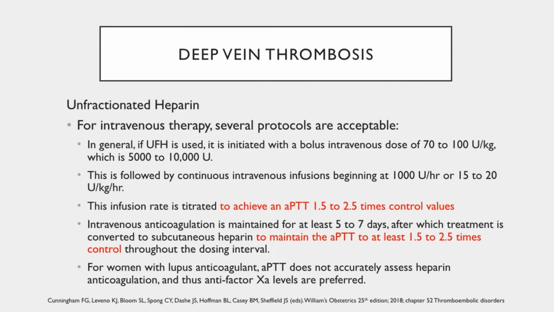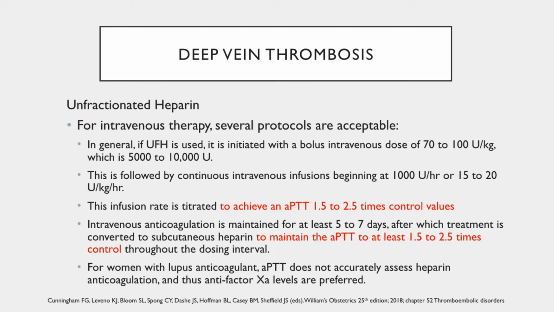For IV therapy, several protocols are acceptable. In general, if unfractionated heparin is used, it is initiated with a bolus IV dose of 70 to 100 units per kilogram, which is about 5,000 to 10,000 units. This is followed by continuous IV infusion beginning at 1,000 units per hour or 15 to 20 units per kilogram per hour. This infusion rate is titrated to achieve an APTT 1.5 to 2.5 times control values.